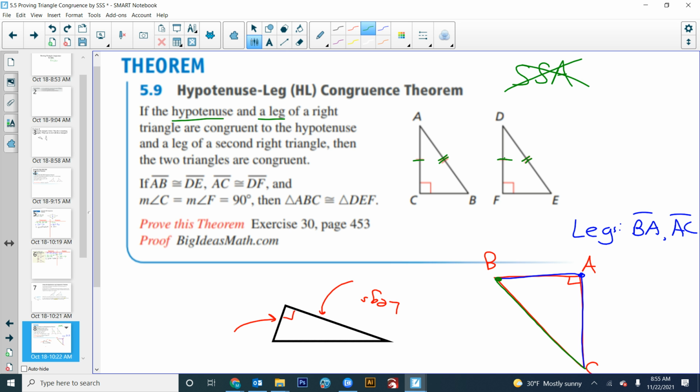Are we okay on that? So what is this then? It's a special case. It's a right triangle. It's called hypotenuse leg. Hypotenuse leg. Got it? All right.